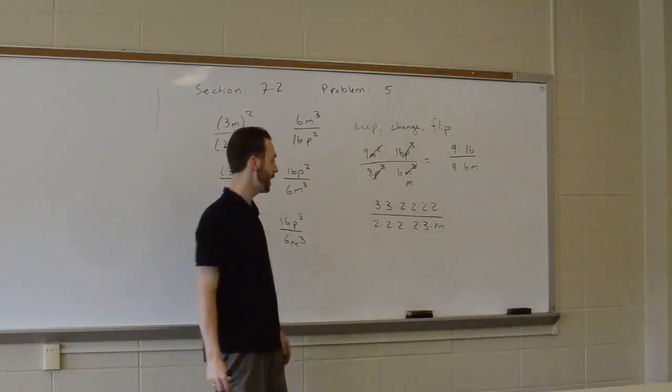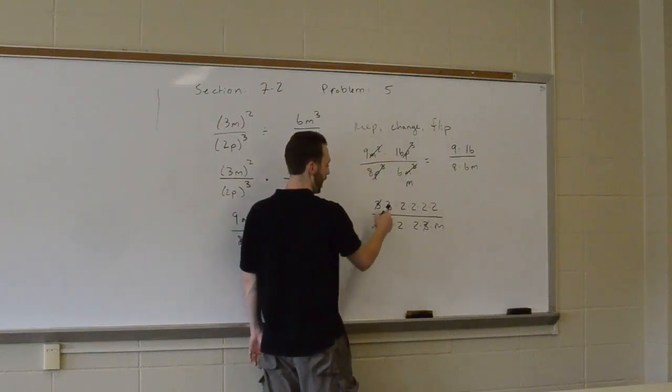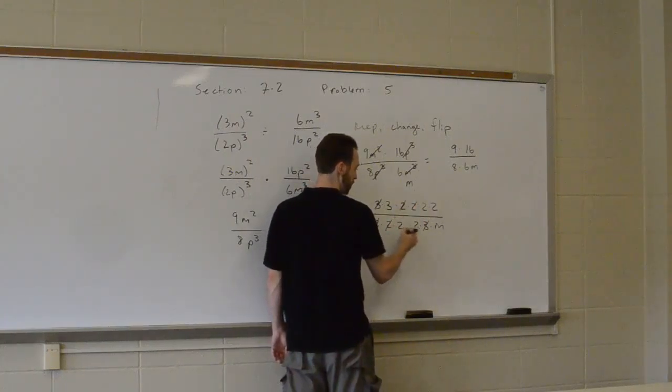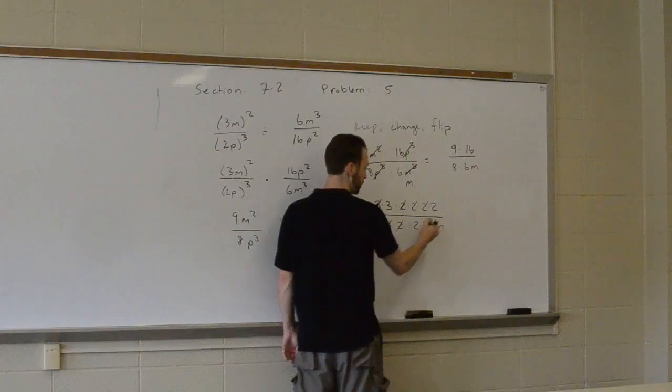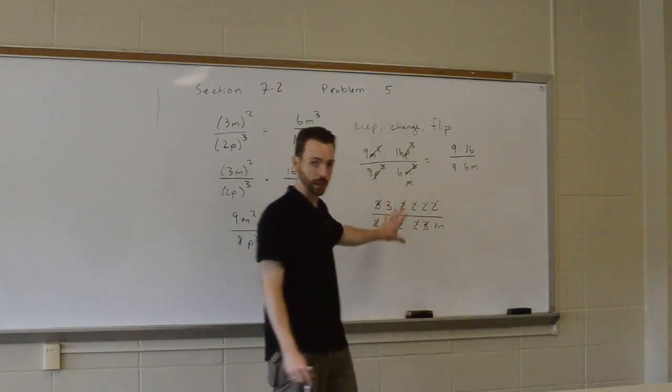Now we cancel out pairs of things. So I have a 3 here and a 3 there. I have a 3 here but no 3's. And I have a 2 and a 2, a 2 and a 2, a 2 and a 2, a 2 and a 2. So lots of things canceled out here.